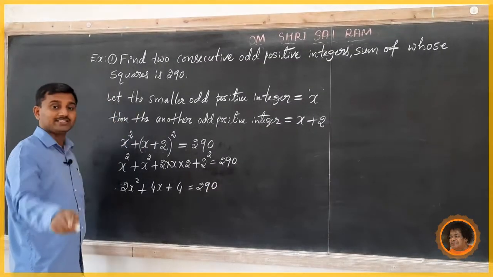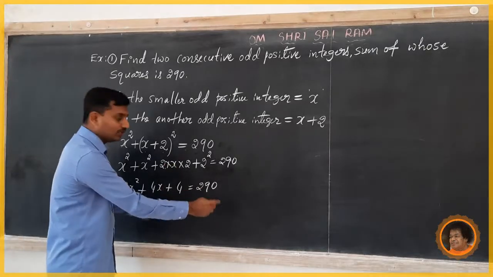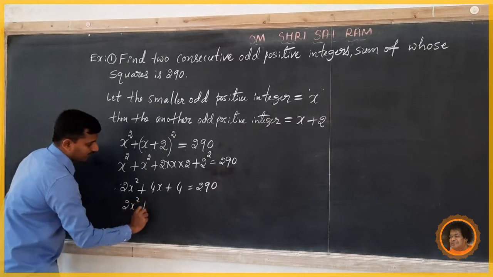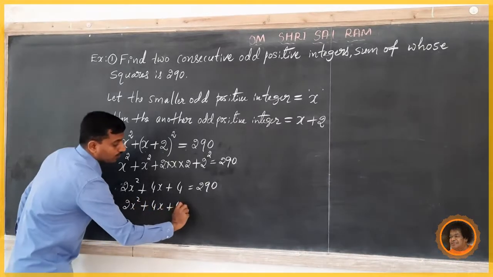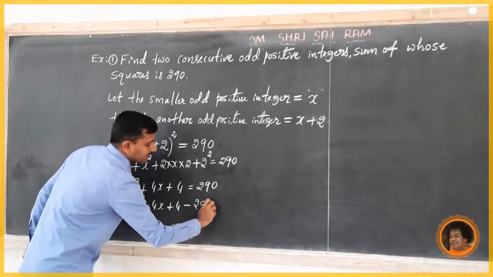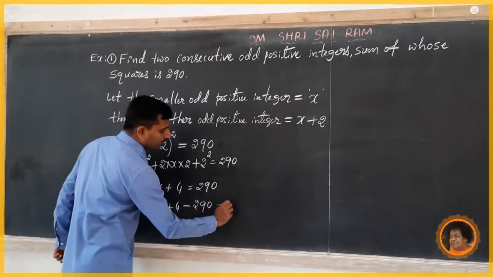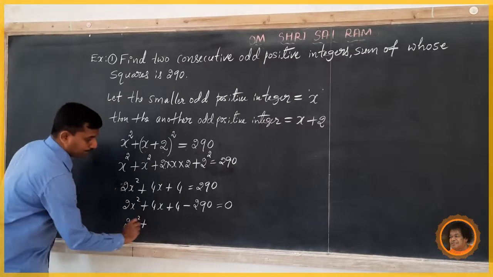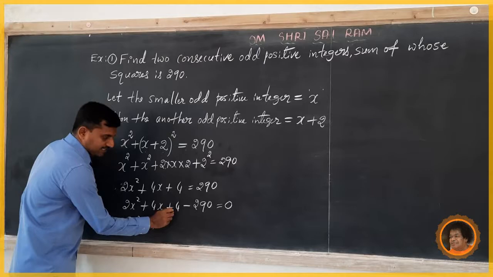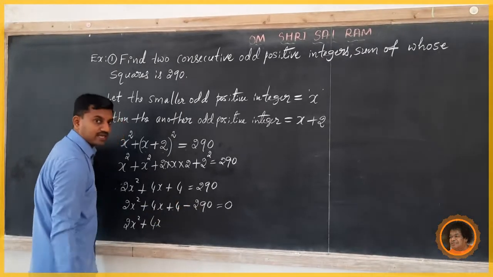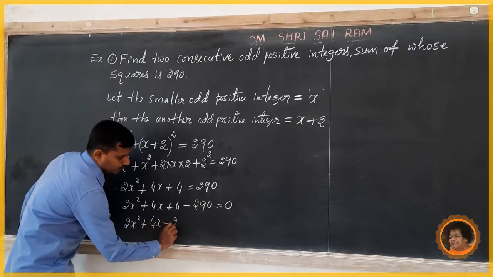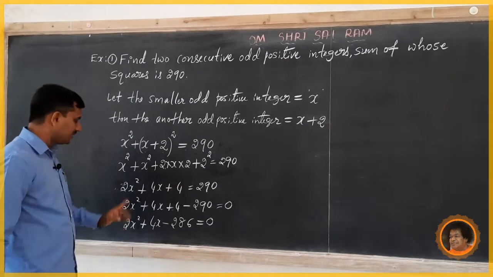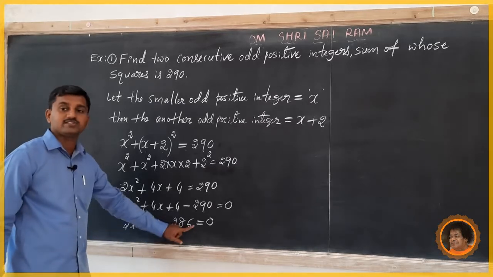So the standard form is x square plus bx plus c equal to 0. So we have to transpose 290 to the left hand side. So 2x square plus 4x plus 4 minus 290 equal to 0. Next, 2x square plus 4x plus 4 minus 290 means minus 286 equal to 0. So this is the standard form, 2x square plus 4x minus 286 equal to 0.